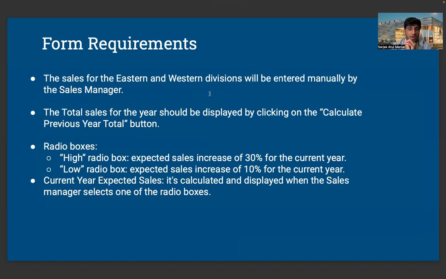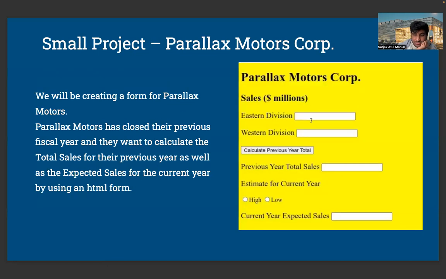So here, the form requirement says that the sales for the Eastern and Western divisions will be entered manually by the sales manager. Awesome. So what does this mean? Over here, it says that the user or the sales manager, once the form is created, will enter the values of Eastern division and the Western division in this text field manually.